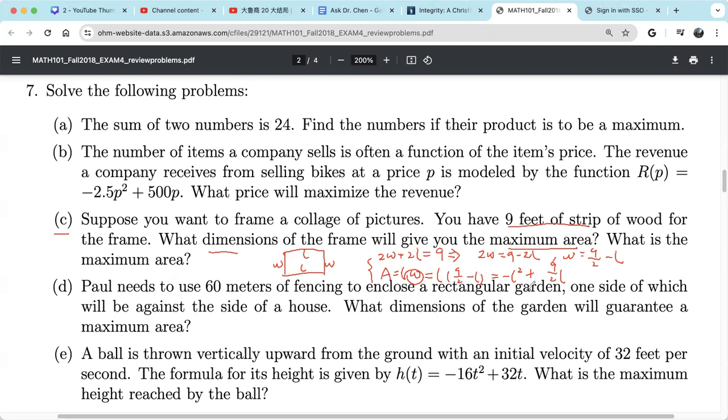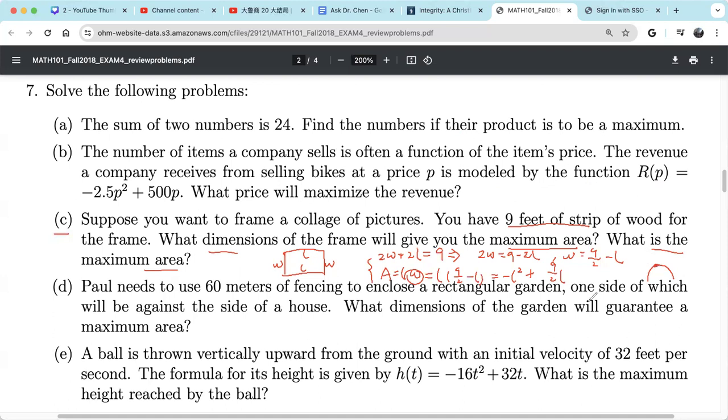Again, we see a quadratic function with the leading coefficient being -1. And then we can find the maximum area, right? Again, we see a downward parabola. This vertex is the maximum. So how do we do that? Again, we want to find a vertex. How do we find a vertex?